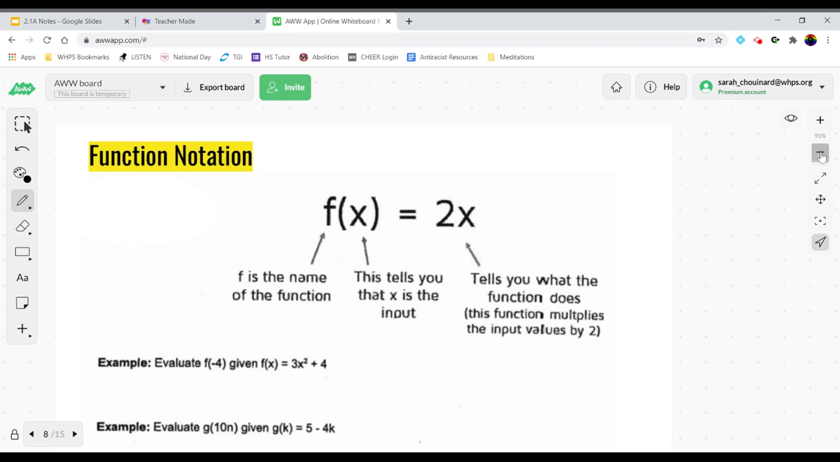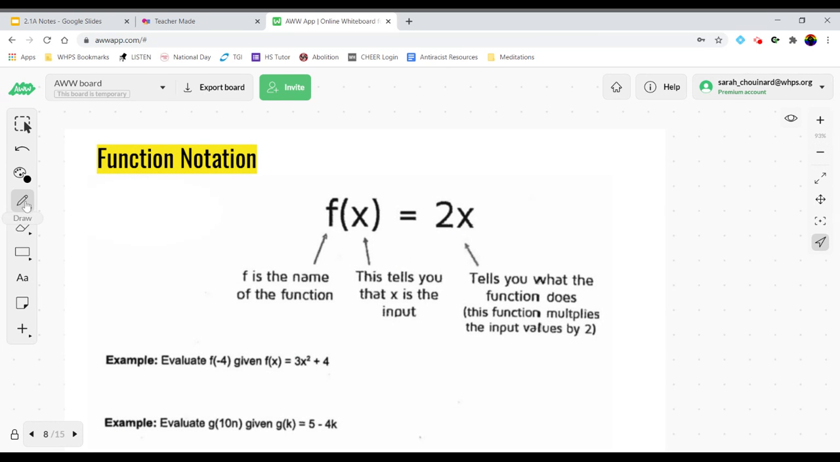So function notation is what we use to describe functions. If we think back to our synonyms, input x, independent variable, output y, dependent variable, f of x is another way of saying y. So y equals 2x is the old way we would have said this. This is the new way that we're going to say this. f is the name of the function. x tells you what the input is, and 2x tells you what the function is doing, and it's going to tell you what the output is. So 2x gives you the output.